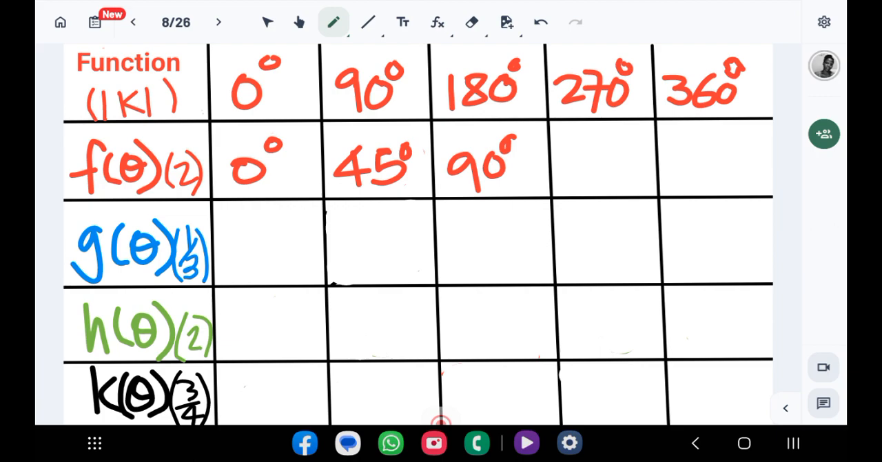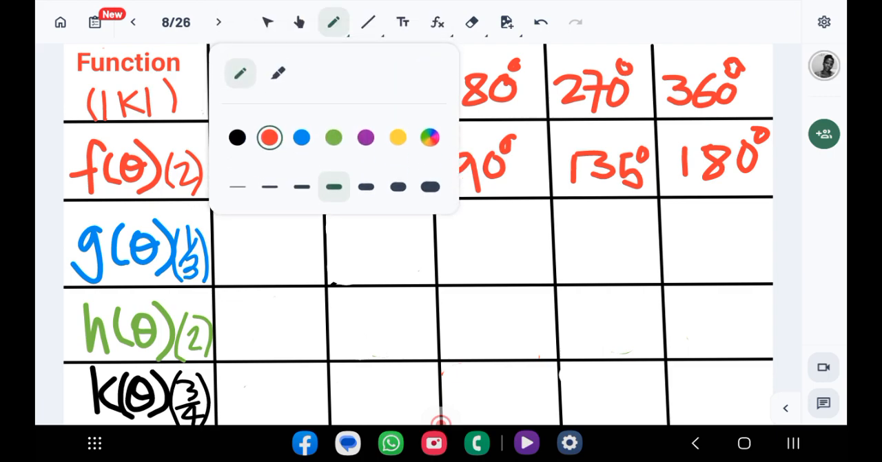270 divided by 2, that gives us, okay, here is another method. Basically all we're doing is adding 45. So 90 plus 45 is 135. Now that we've figured out what the milestones are, it should be easy. Next one, 135 plus 45 equals 180 degrees. Now for the blue graph, at 0, 0 divided by 1 over 3 is 0.